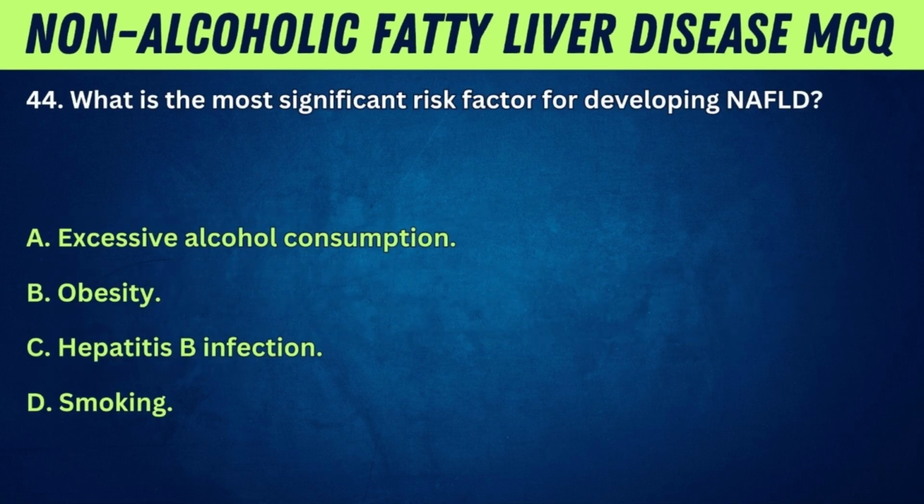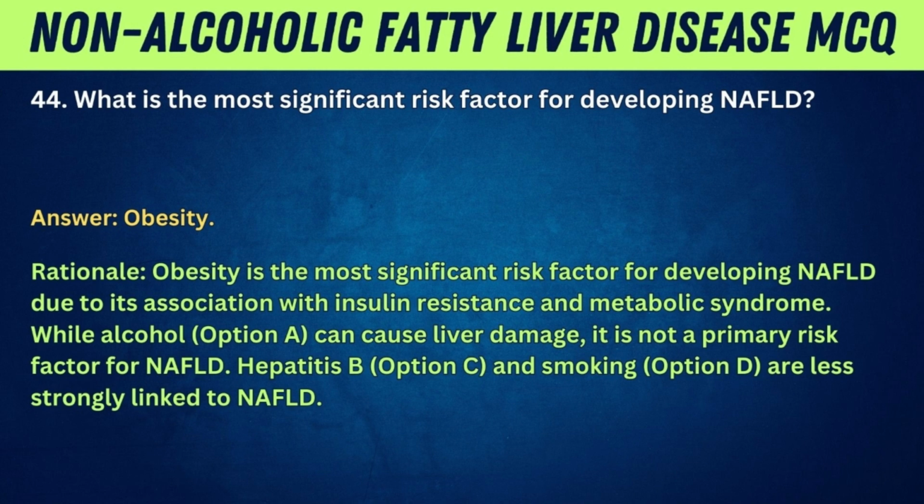44. What is the most significant risk factor for developing NAFLD? A. Excessive alcohol consumption. B. Obesity. C. Hepatitis B infection. D. Smoking. Answer: obesity. Rationale: obesity is the most significant risk factor for developing NAFLD due to its association with insulin resistance and metabolic syndrome. While alcohol, option A, can cause liver damage, it is not a primary risk factor for NAFLD. Hepatitis B, option C, and smoking, option D, are less strongly linked to NAFLD.